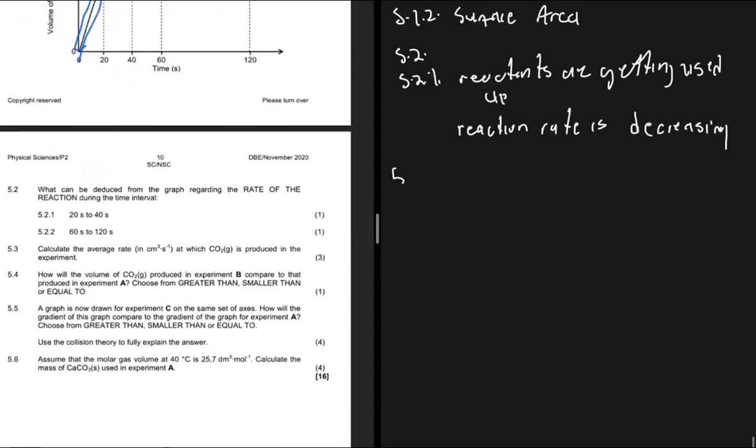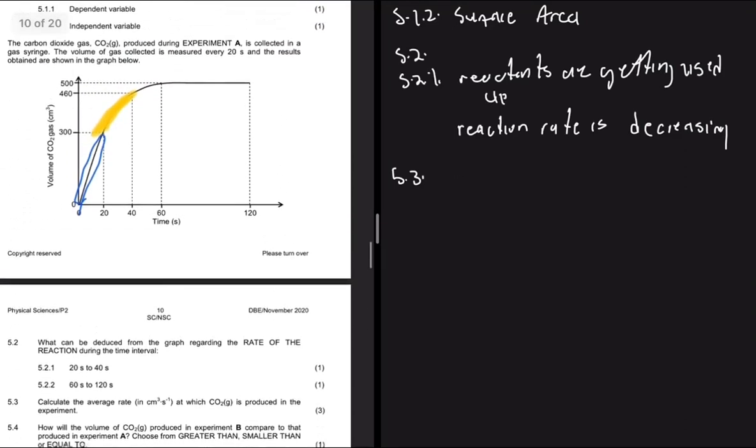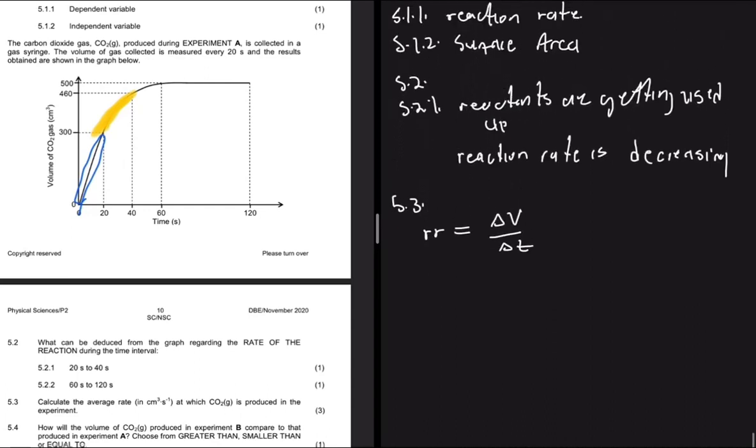And then 5.3 says, calculate the average rate in cm³ per second at which CO2 is produced in the experiment. So for CO2 we are given the volume, right? So our reaction rate will be the change in the volume divided by the change in time, and then we want the average. So when we want the average, we have to consider the entire time interval. If it says between 20 and 40, then we'll just use the interval 20 and 40. But then it said the average, so we have to use the entire interval.